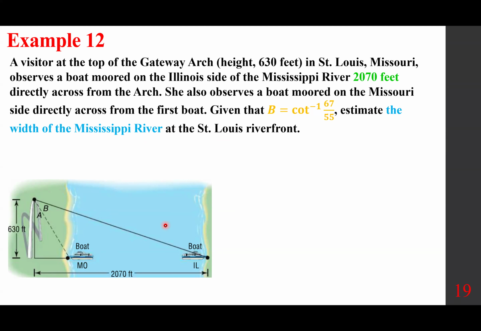We need to understand what's going on here. This distance is given. So if I can find this distance, subtract it from 2070. So if this is X, which we are looking for, subtract it from 2070, we are done. So one more time. This distance is given. If we can find this X, subtract it from 2070. So how do we find that?